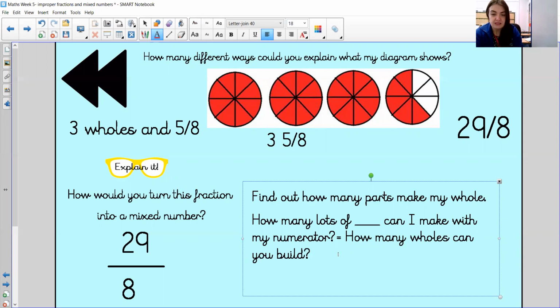And then my next question is then going to be, so find out how many parts make my whole. Then I need to think how many lots of that can I make with my numerator, or how many wholes can I build? And then I need to think how many parts will I have left? How many parts? So rather than parts, you can be more specific here. How many eighths? Oh, helps if Miss Tyson can spell them.